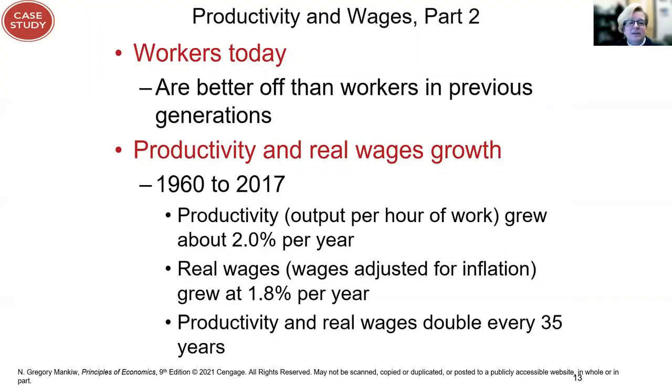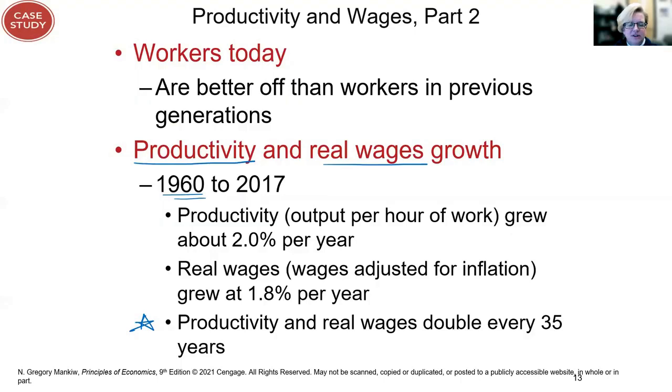Again, we do see that workers are better off today than they have been in the past, particularly with a lot of our equal employment laws, which we're going to get into in chapters 19 and 20. Also in terms of health and safety standards in the workplace. What's interesting is to take a look at how productivity and real wages have grown since the 1960s and even into today. So we do know that productivity and real wages double about every 35 years.